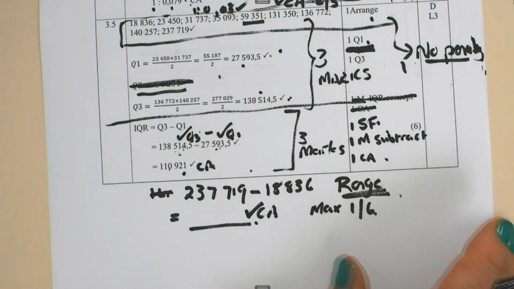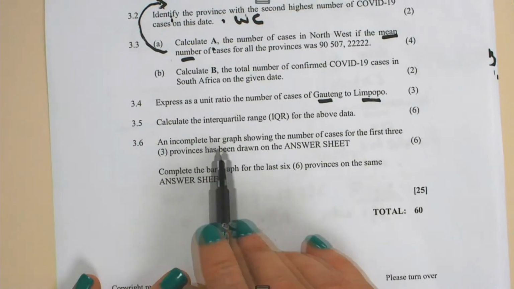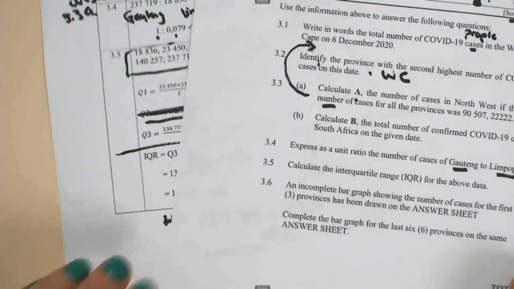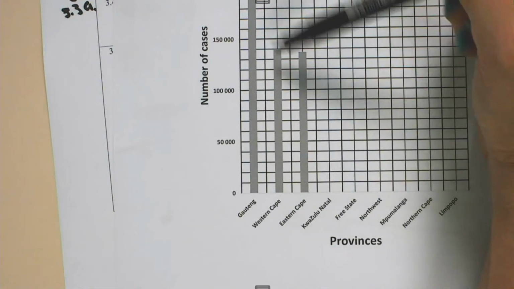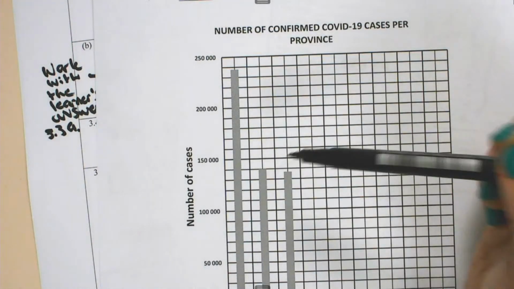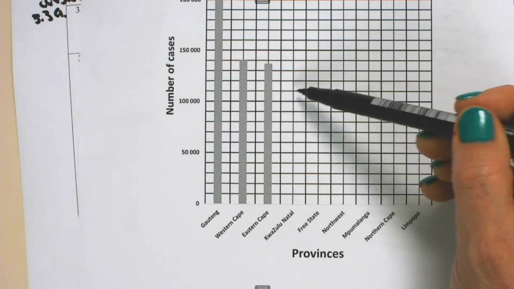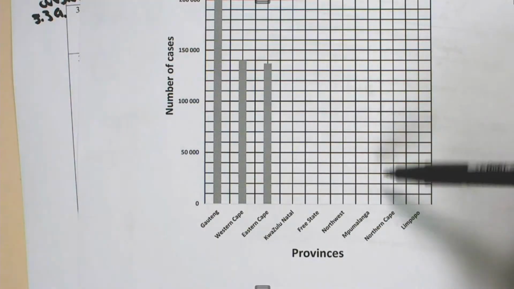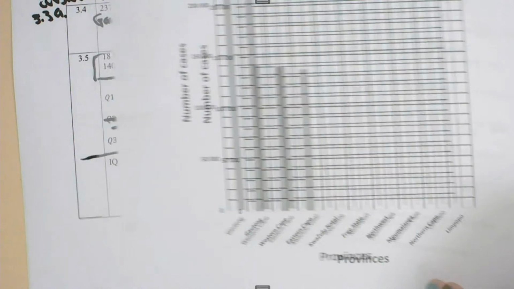The last question is going to be where the learners must complete the bar graph. Now the bar graph was already started for the learners here. If you look here on the sheet, the bar graph was already started, so the learners already got an idea of how the scale was working. The learners had to plot the other provinces on the bar graph.